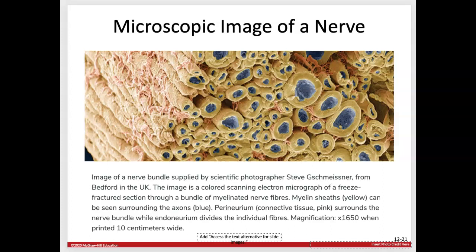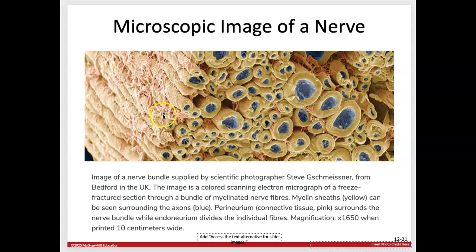Chapter 12, Part 3. Before we move farther into this chapter, into spinal nerves, I wanted to show you this picture. I found this on the internet. I love this picture. I think it is very cool. It's a microscopic image of an actual nerve.